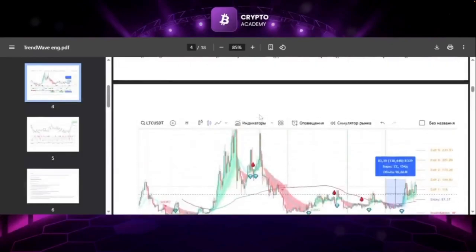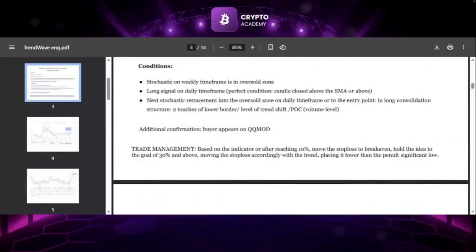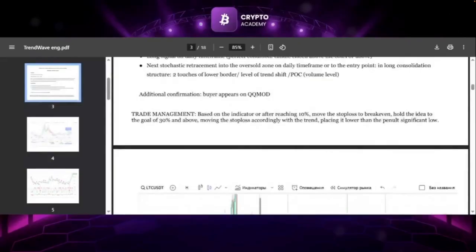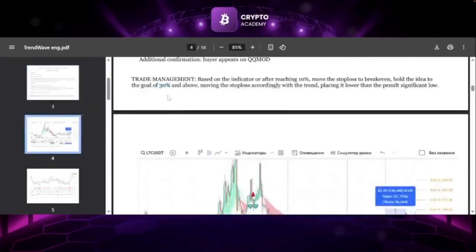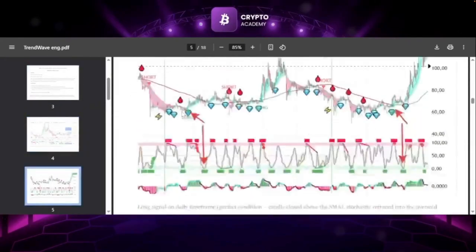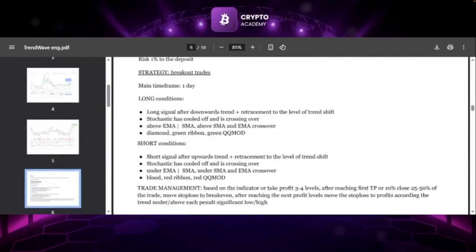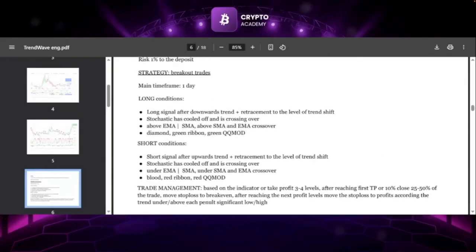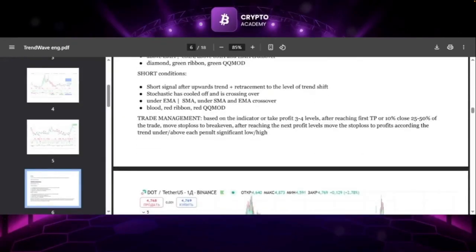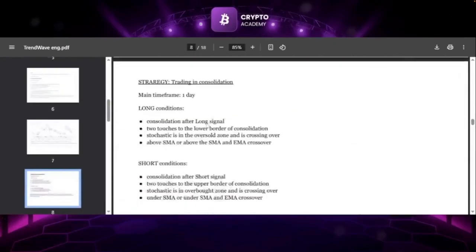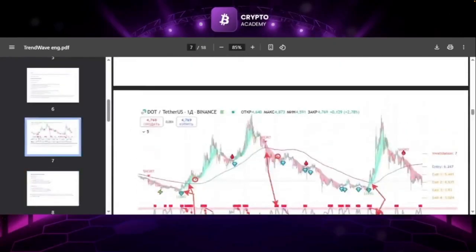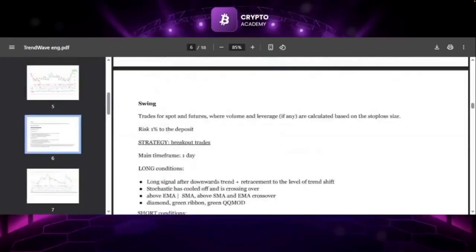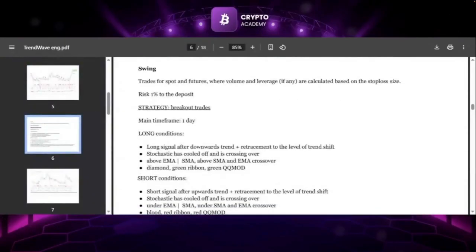Please note that in position trading, your profit reaches 30% and higher. When trading swing ideas, this percentage can reach 10% and higher. And for scalp trading, from 2 and 3% and higher. So let's figure it out. Conditions for long. Signal.